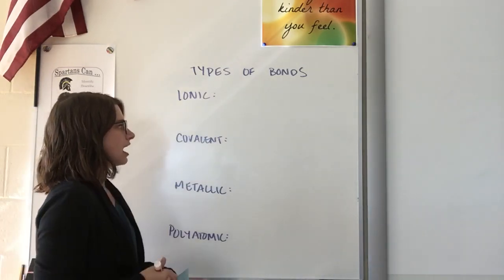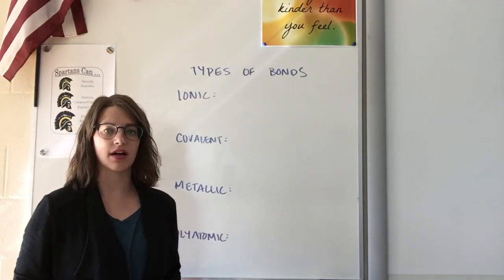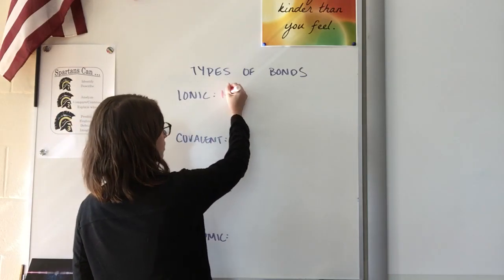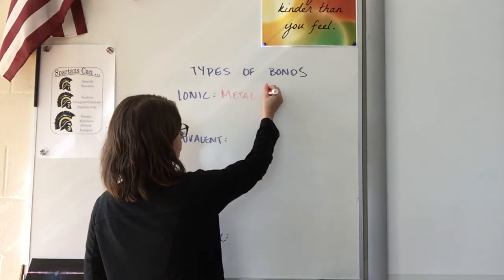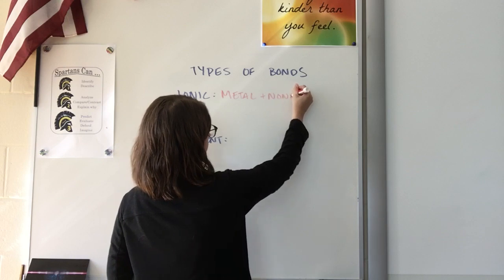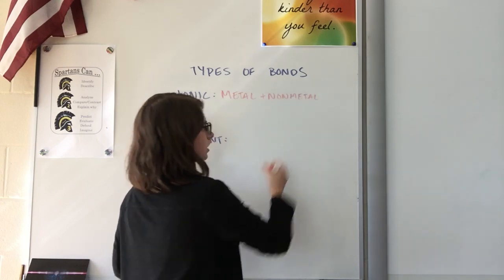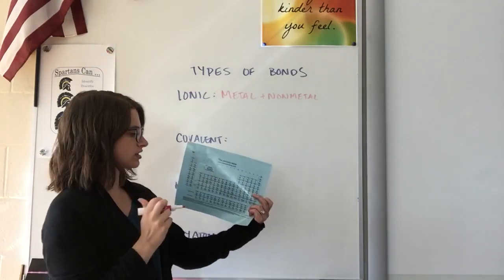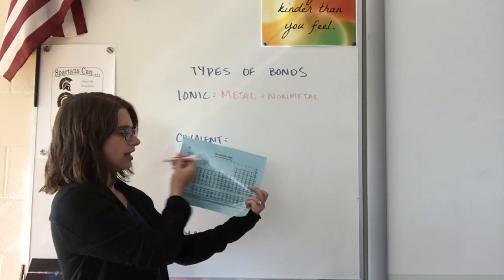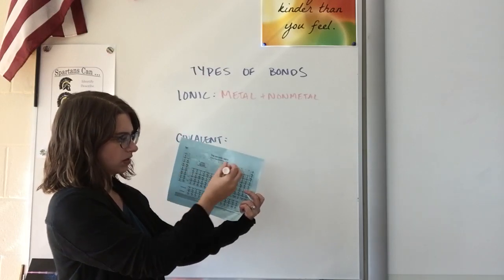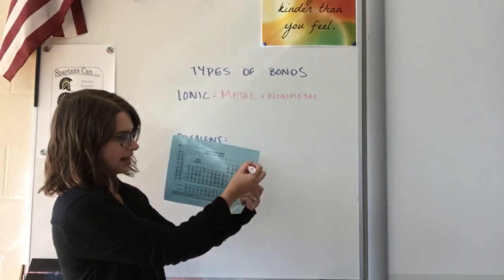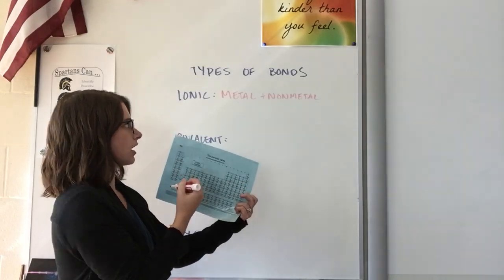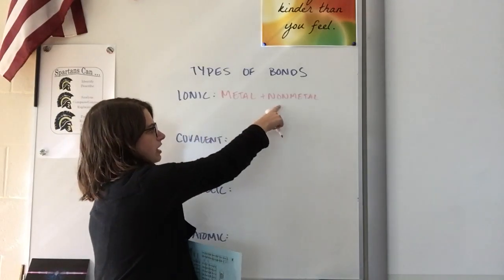So we're going to start with ionic. Ionic compounds are made up of a metal element and a nonmetal. So all ionic compounds have a metal and a nonmetal. This means that when we look on our periodic table, it's going to have an element from the left side of the periodic table, so anything that's a metal, and then it's going to have an element from this upper right-hand corner. So the upper right-hand corner has our nonmetals, everything else are metals. Okay, and every ionic compound is going to have a metal and a nonmetal.